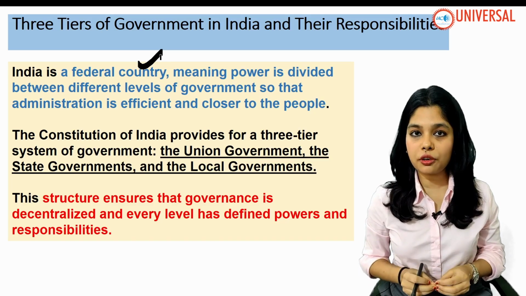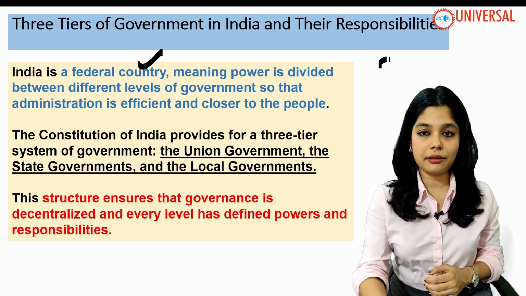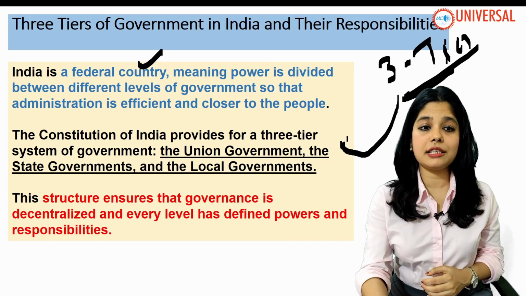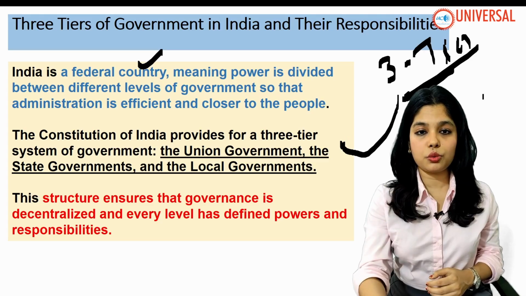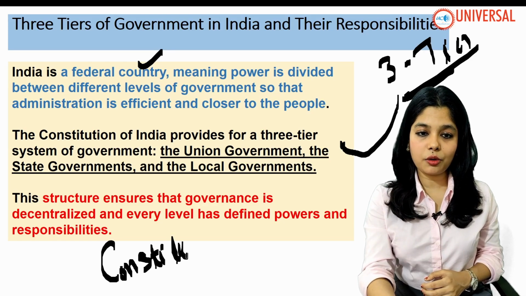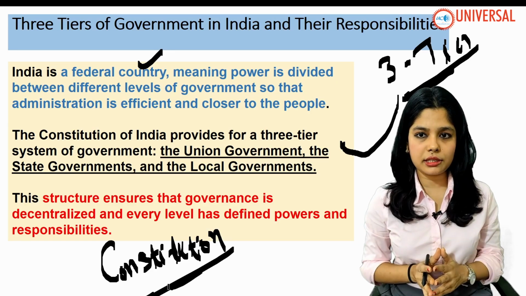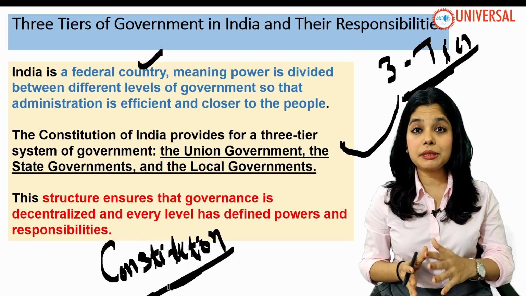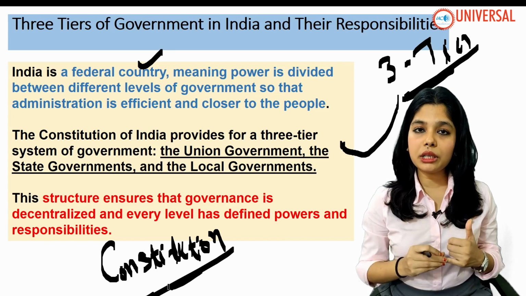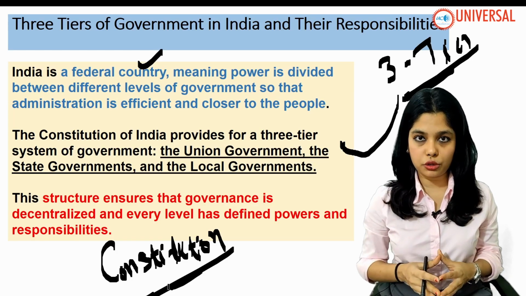The Constitution of India provides for a three-tier system. Where is the three-tier system mentioned? It is mentioned in the Constitution of our country. So whenever a question is asked whether the three-tier system is mentioned in the Constitution, yes, it's mentioned in the Constitution. The union government, the state government and the local government, this is what the Constitution talks about.